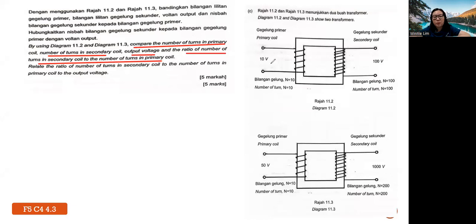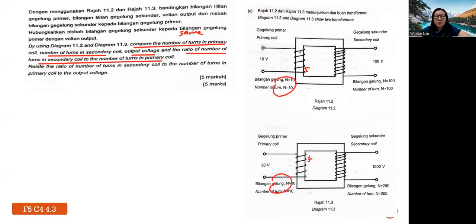So the number of turns in the primary coil: 1, 2, 3, 4, 5. This is also 5, so this first part is the same. Oh wait, sorry, we cannot see this diagram. We need to see this, or else it's a bit confusing.